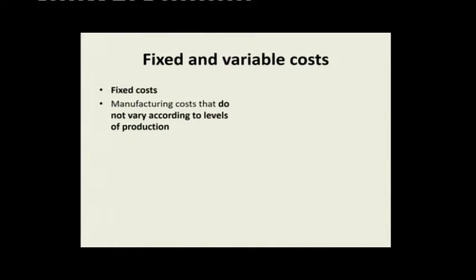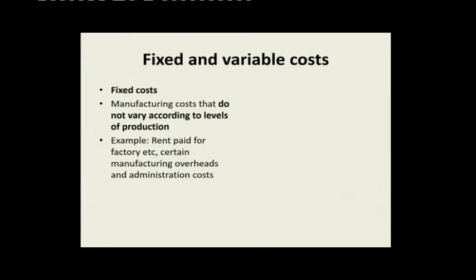Firstly, you have to know your costs. Secondly, you have to know your production cost statement. And thirdly, you have to know your break-even. Now, there are different terms. You see, now we're talking about fixed costs and variable costs. So what are fixed costs? Fixed costs are manufacturing costs that do not change. Another word for vary is change with production levels. Example, rent paid for factory, and certain manufacturing overheads and administration costs. Those are your fixed costs. The example that I like to use is rent. That's a nice way to explain the fixed costs.